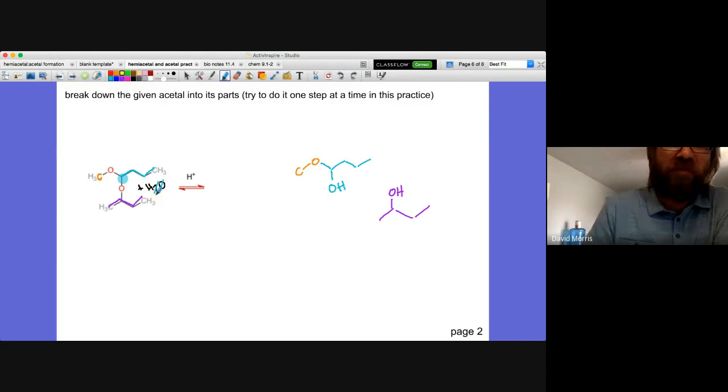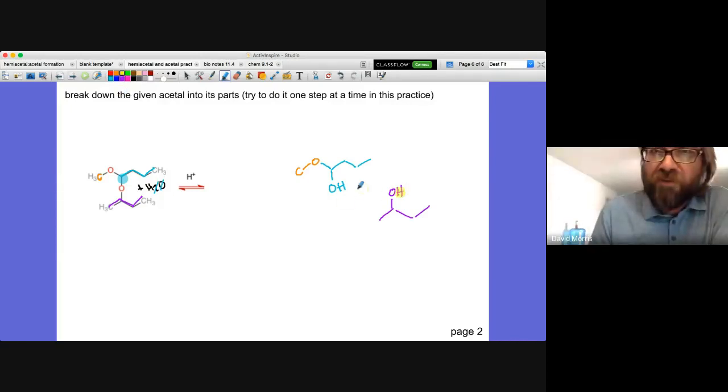But 2 of those, these 2 hydrogens and 1 of those 2 oxygens, it doesn't matter which one, we were assuming it was this one, are from my water. Everything else was already in that hemiacetal. So you should have a product that looks like this to start. And then you break it down a little bit further.